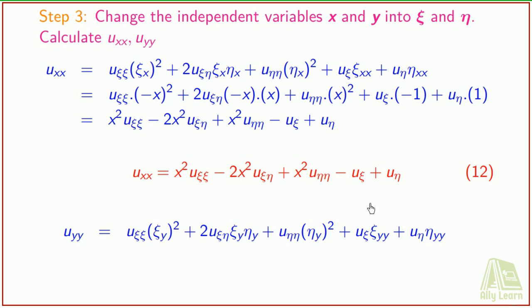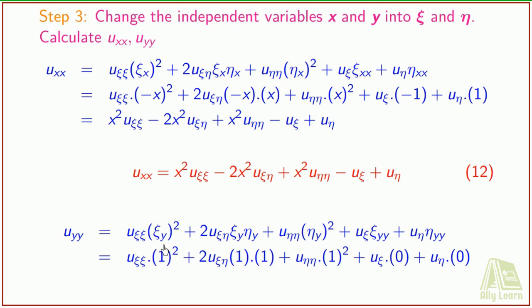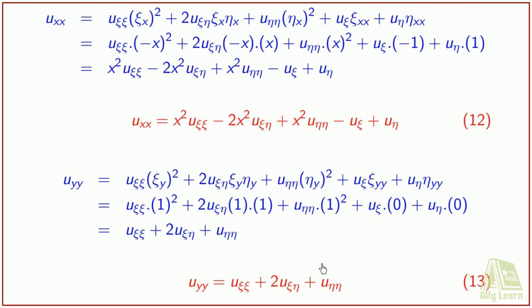Now the expression for uyy is this one, and again you have to remember this expression for the main exam, as deriving it will take lots of time, so better remember and use it directly. Here we are putting the values of xi y, eta y, xi yy, and eta yy, which I have calculated before. So xi y was 1, eta y was 1, xi yy was 0, and eta yy was 0. After a little calculation, as these two terms vanish, we have only these three terms left. So my final expression of uyy is this one.